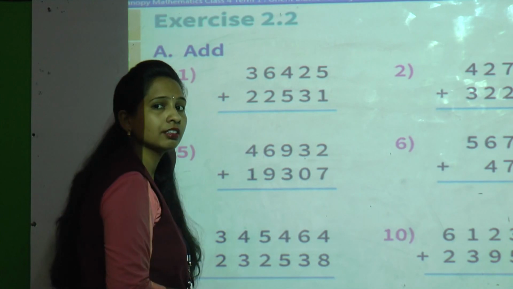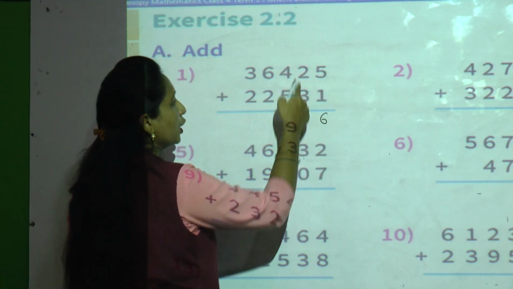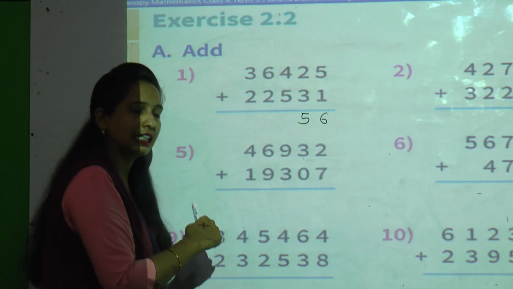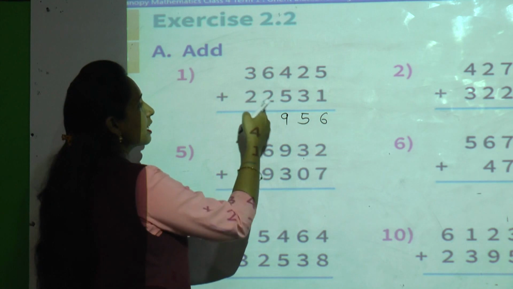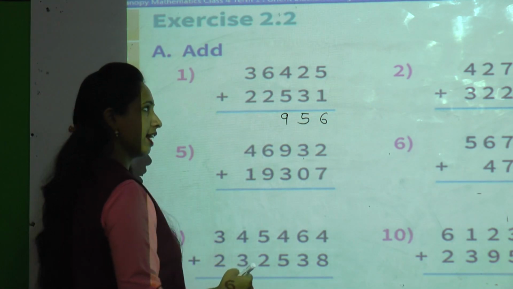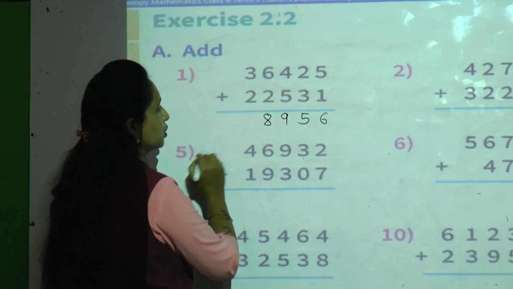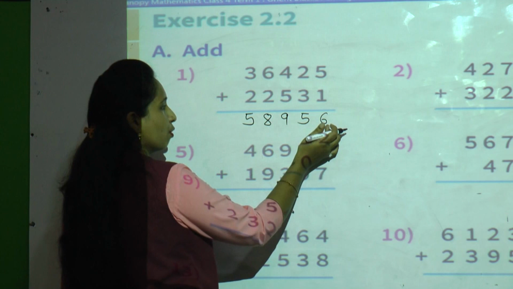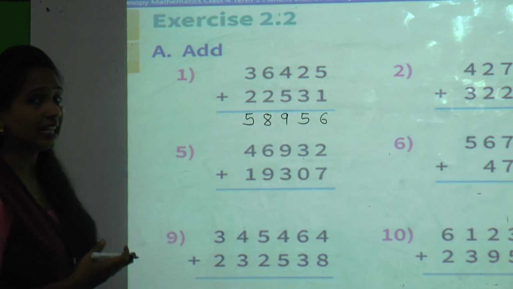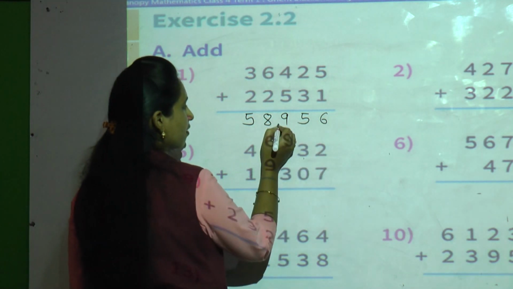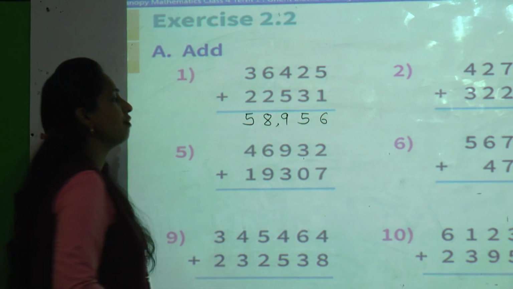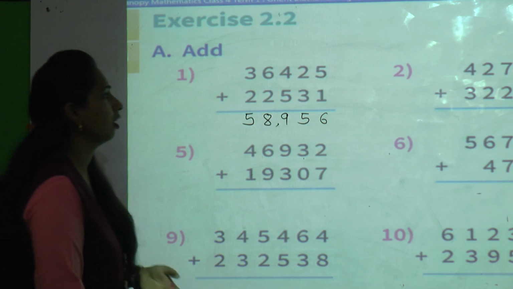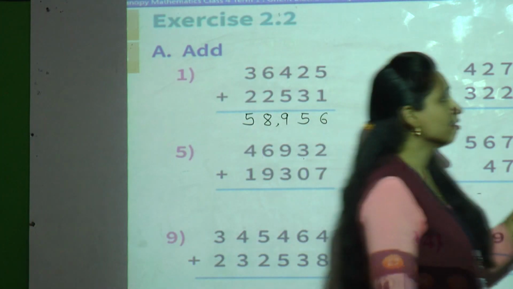5 plus 1 is 6, so write 6. 2 plus 3 is 5. Correct. 4 plus 5 is 9. Very good. 6 plus 2 is 8. And 3 plus 2 is 5. So we are writing a 5-digit number in the Indian system, so give commas after 3 digits. So the answer is 58,956. Got it?